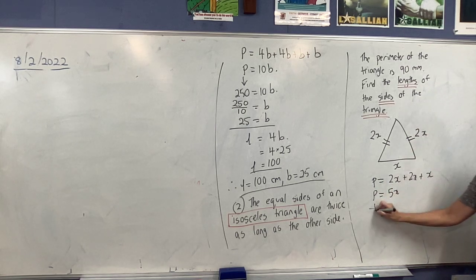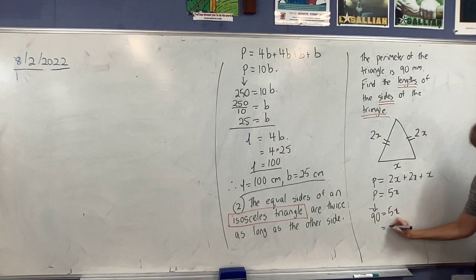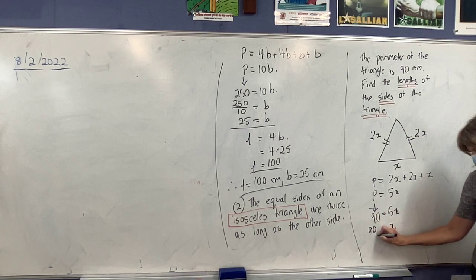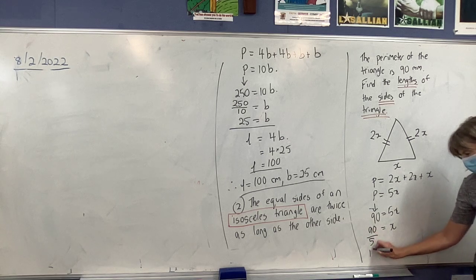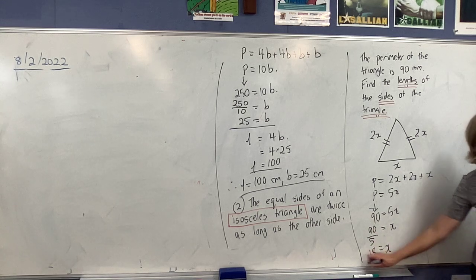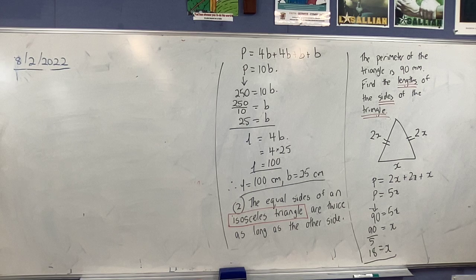They tell you the perimeter is 90, you put it in, and you go and solve that. And that gives you 18. Does anyone have any questions up to there? Okay, and then when you continued on, to get the other side, you needed to get the 2x out. Put the 18 in and you get 36.